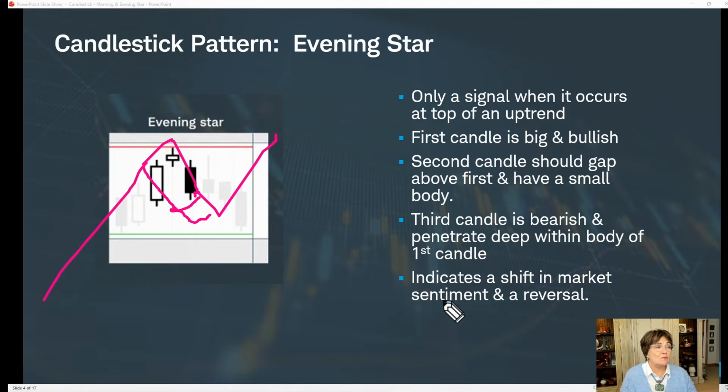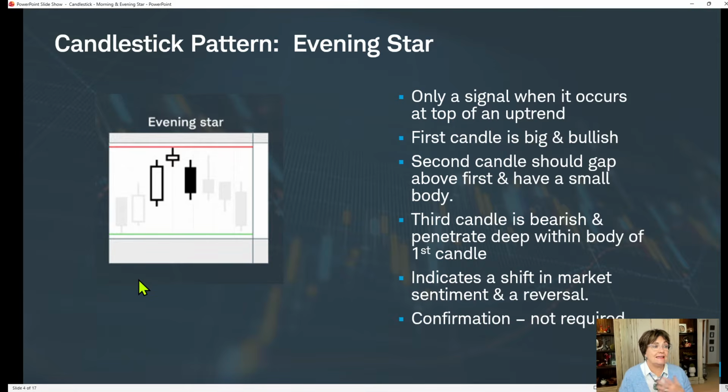But when we see this pattern, is it a guarantee? Well, there are no guarantees, but this pattern is considered to be complete when we see those 3 candles happen in that configuration at the top of an uptrend. And what we don't need to see is confirmation. So it isn't necessary to see another bearish day, day 4, in order to consider placing a trade.